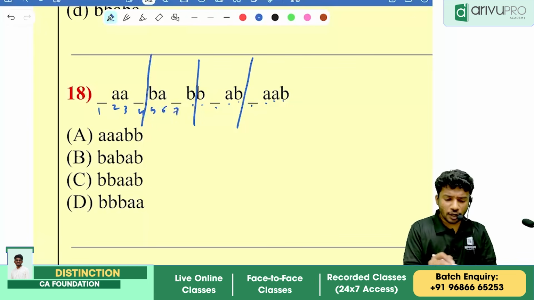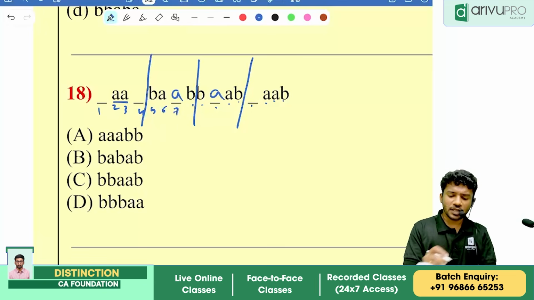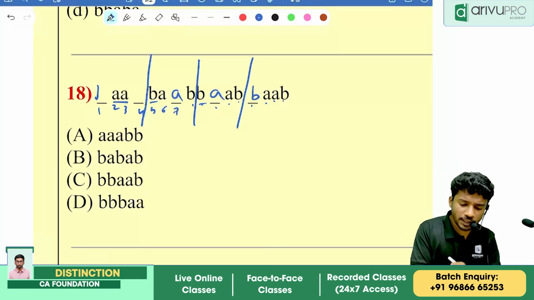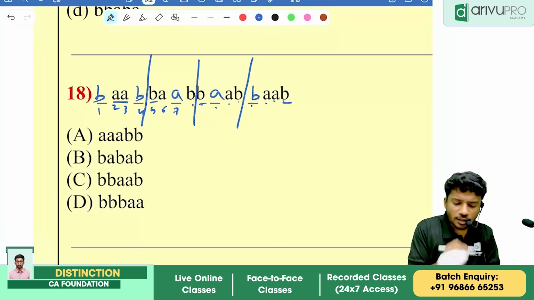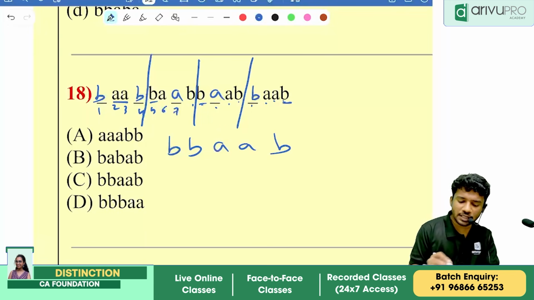4 parts. Now look here, the middle two letters are what? AA. So I will put A over here. Here also A. Then the first letter in all the cases is what? B. So put BB. Then the last is what? B. So what have we filled? BB, AA, B. Which option is the answer?